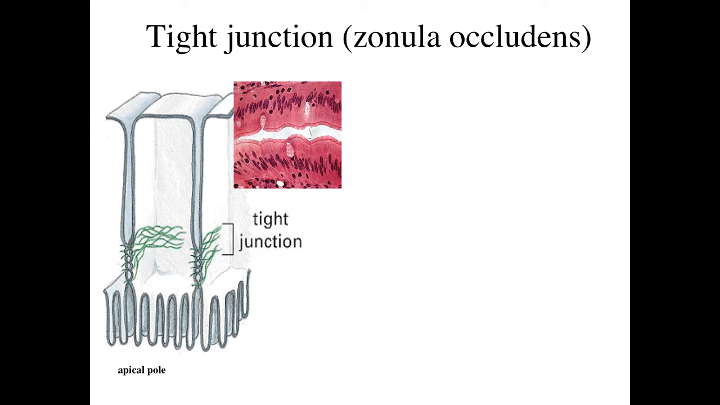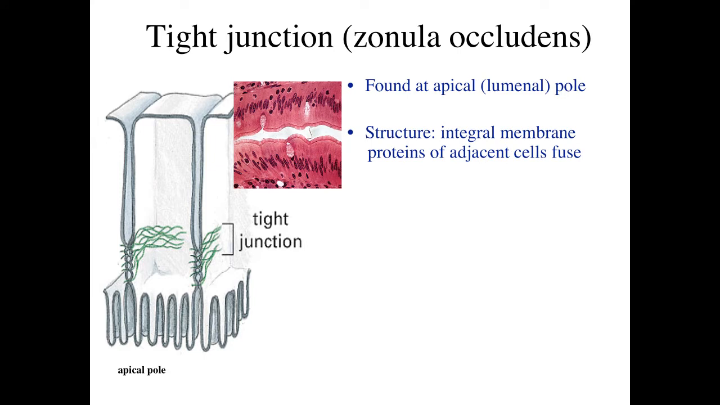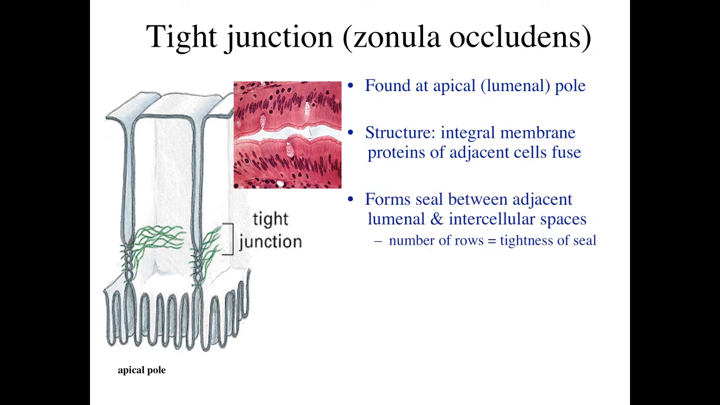Let's talk a little bit about the tight junction. Here I've shown the apical boundary of the cells. So down here would be the luminal pole of these epithelial cells. Here is the lumen in the light micrograph, and so I would be looking in the diagram at a region like this. So the zonula occludens, diagrammed here, is found at the apical or luminal pole of the epithelial cells. It provides some structure to the membranes. Integral membrane proteins of adjacent cells actually fuse. The zonula occludens forms a seal between adjacent cells, separating the luminal and intracellular spaces.